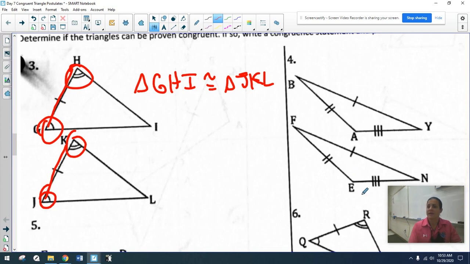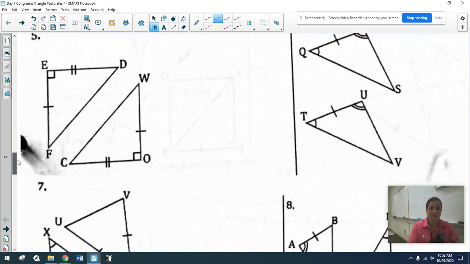Okay, so next. This one is a yes by side, side, side. It didn't ask for the postulate, so you don't have to put it. You only have to put that if it's the postulate. But this is a yes. So if I do this, again, the triangles are facing the same way. It's pretty easy. So if I do ABY, you figure out what would be the other one. The other one would be EFN. Okay, that's all we're doing for this one.